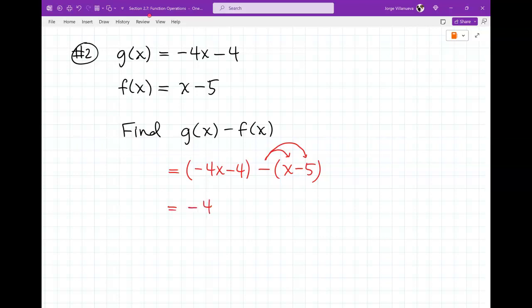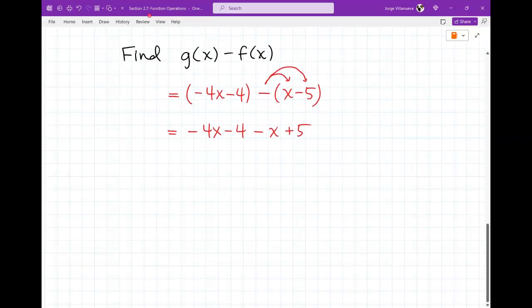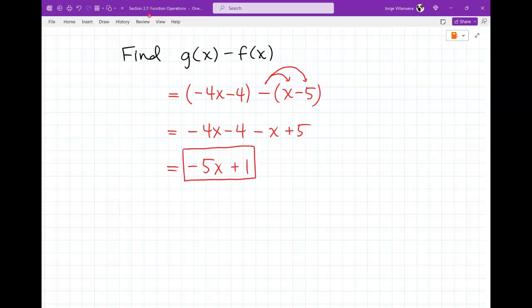So the first part is negative 4x minus 4. Nothing's happening there. But then minus x plus 5. And now just simplify and you're done. Okay? So what's negative 4x minus x? All right, negative 5x. And negative 4 plus 5? Positive 1. And I'm done. See what I mean? Like, this stuff isn't terrible. Sometimes when we start plugging in numbers, people get kind of scared of that. And I'm like, there's an easy way to do it.